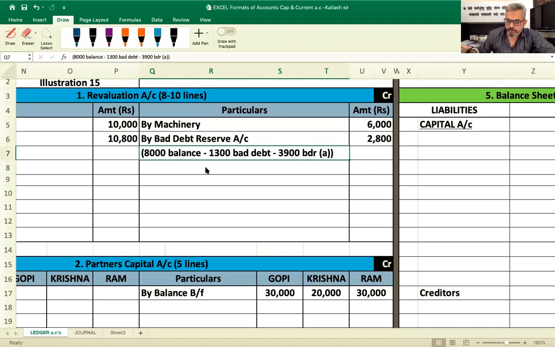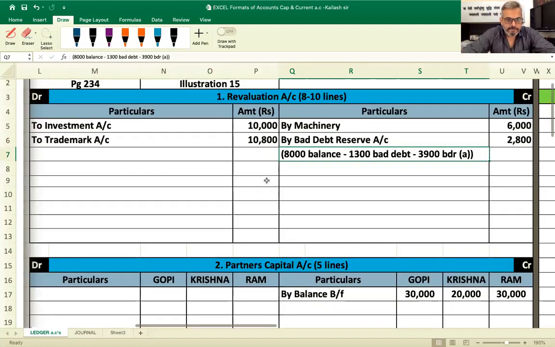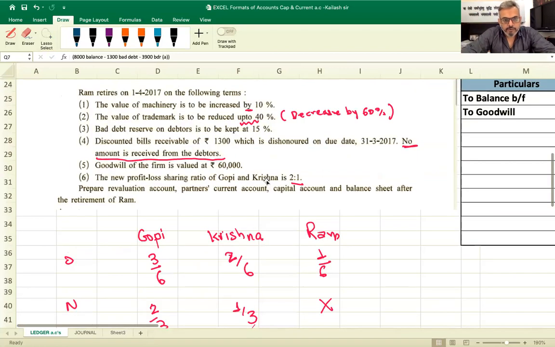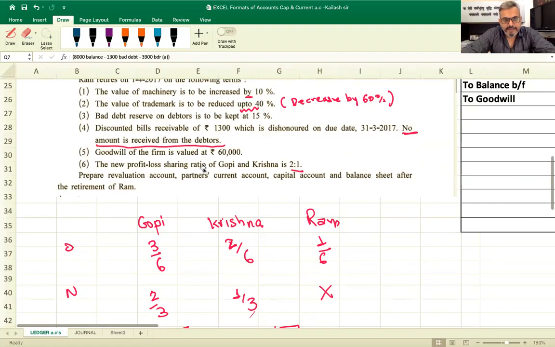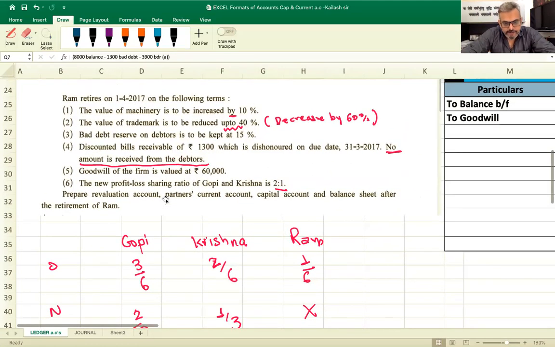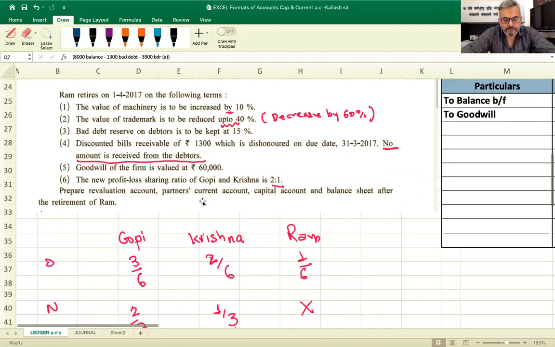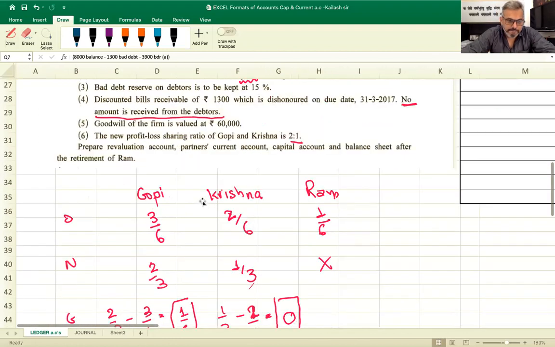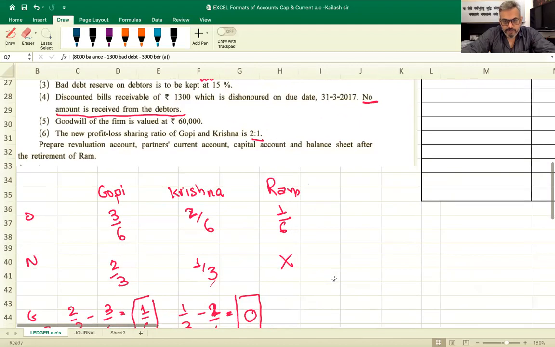In the textbook, 4,100 is given on the credit side and 1,300 is given on the debit side. So net effect remains the same. Let's go to the next one. Goodwill of the firm is valued at 60,000. Out of this 60,000, we have to find the share of Ram. So let's do the working.